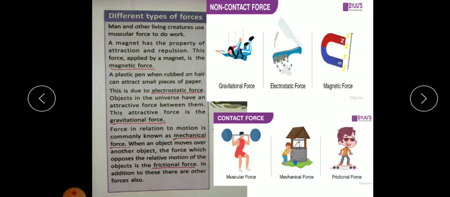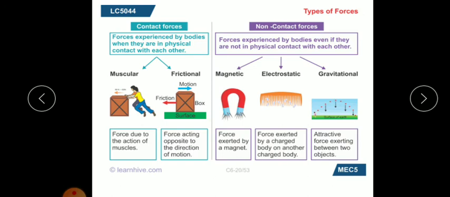Okay. So the different types of forces are mechanical force, muscular force, frictional force, magnetic force, electrostatic force and gravitational force. Then we can classify the forces into two types, one contact forces and non-contact forces.